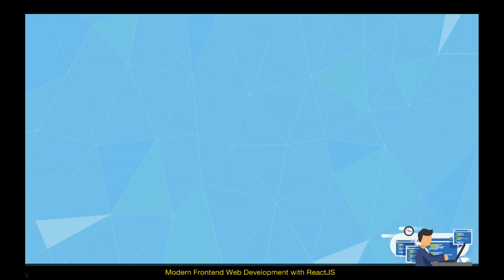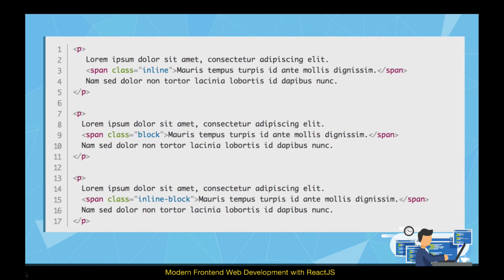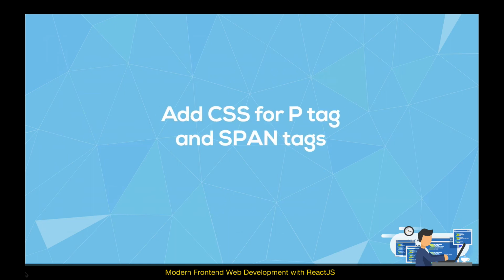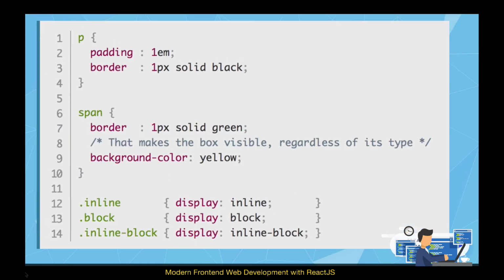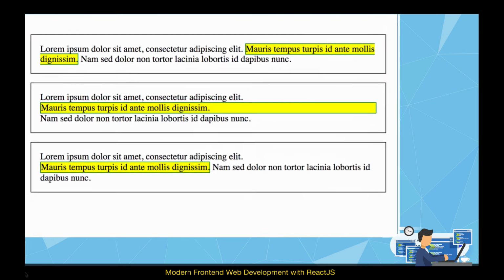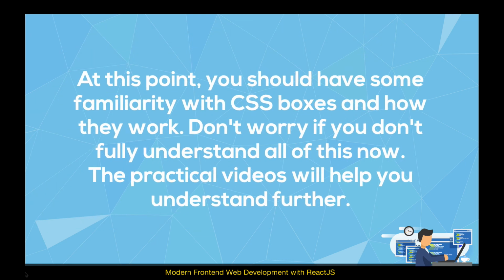Let's take another example. Let's add some HTML along with some p tags and also some span tags. Let's add some CSS. Notice the CSS classes I have created at the bottom. And observe how the span tag behave with different classes. The first one has a class of inline, second block, and third one is inline block. By default, span is an inline element.